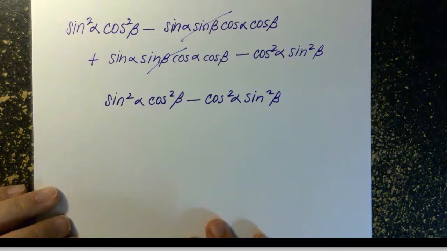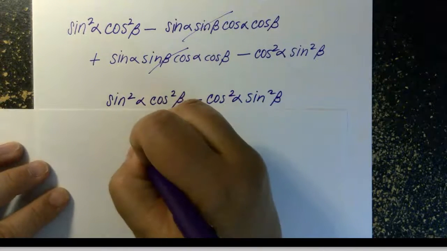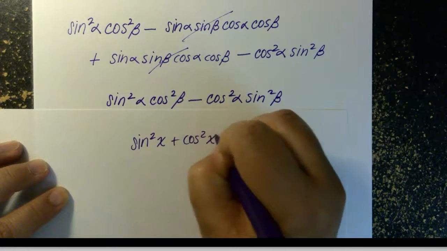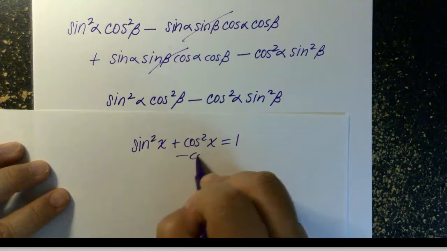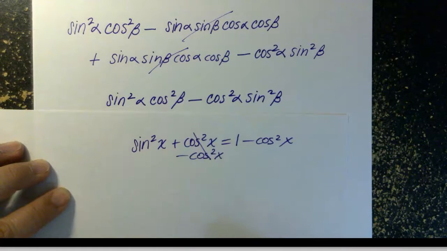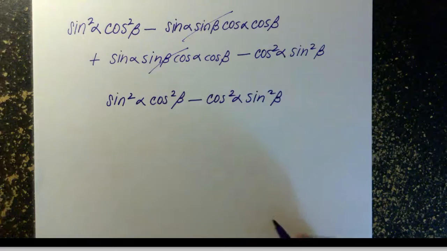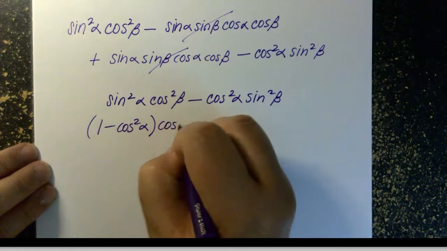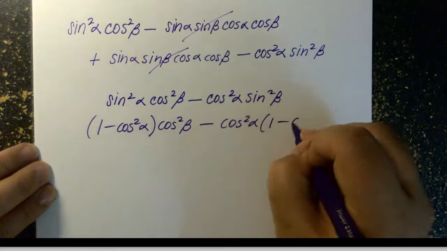Another thing to notice is that everything's squared here. So I'm going to use that old Pythagorean identity that says sine squared plus cosine squared is 1. So if I want to rewrite a sine squared, I could call it 1 minus cosine squared. So I can put that here in place of this, and also over here in place of this. So let's do that. This is 1 minus cosine squared of alpha. And this is 1 minus cosine squared of beta.